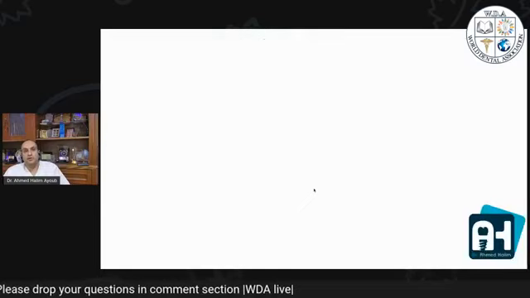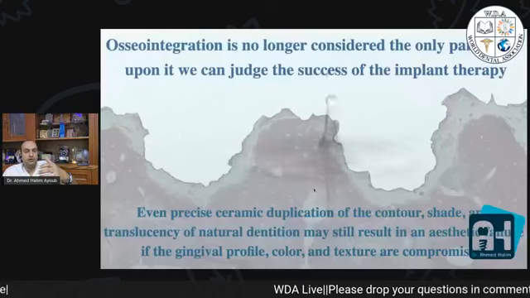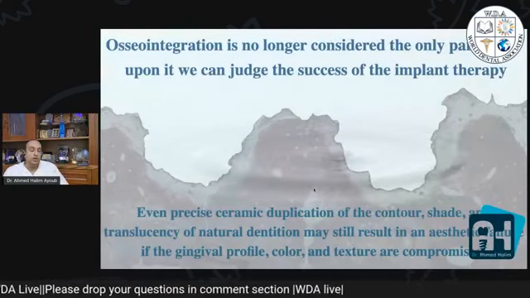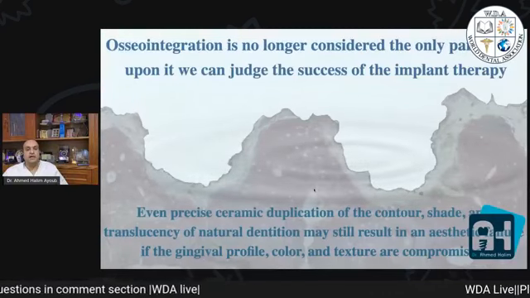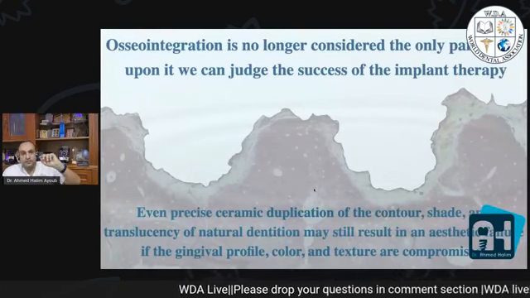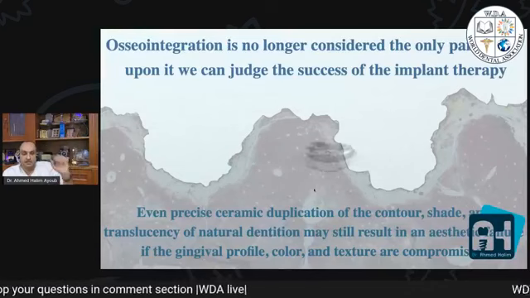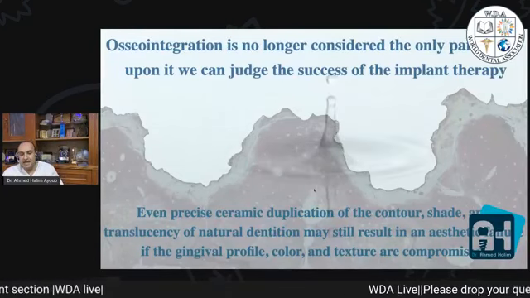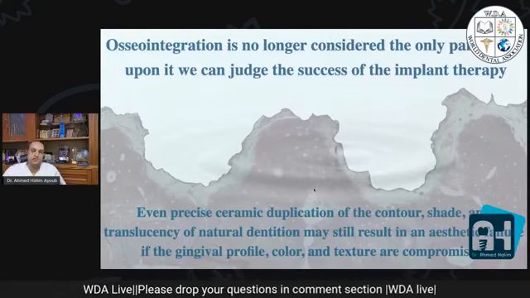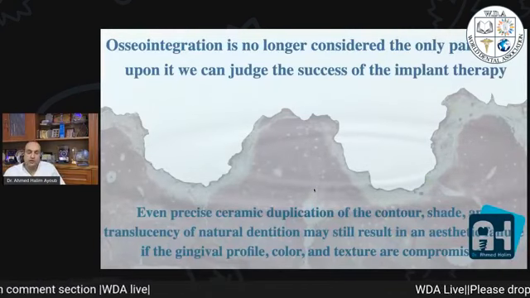So first of all, let me tell you some introduction about my lecture today. Long time ago, I started to place implants in 1998, and at this time, our main concern was osseointegration, because osseointegration was considered the only parameter to judge implant success. And then later on, we started to talk about precise ceramic duplication. If you are making a good ceramic restoration, this will be nice. Okay, very good. But nowadays, the patient is asking for more.